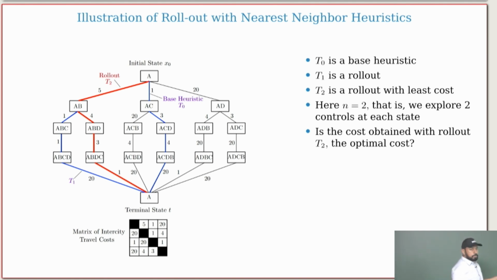So from A, what will your greedy policy do? What is the nearest city to go? So it will say, okay, if I look at 5, 1 and 20, then 1 is the smallest. So you go to C. Then, okay, I'm at AC. What is the cheapest to go from here onwards? So I'll say, okay, cheapest is go to D because it's 3 and this is 20. So cheapest is D. Then I'm at ACD, right? So from D, what is the cheapest to go to B? Well, there is only one possibility, so you will take that. And then from B, you have to return to A. So that will be this. So base policy gives you this. So base heuristic T0 is this.